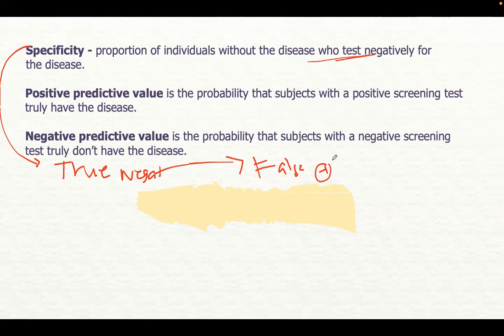Next is the positive predictive value. It is the probability that subjects with the positive screening test truly have the disease. And next, yung ating negative predictive value, it is the probability that subjects with a negative screening test truly do not have the disease. Okay, so the definition of terms pa lang naman po tayo. And proceed na po tayo sa ating main discussion.